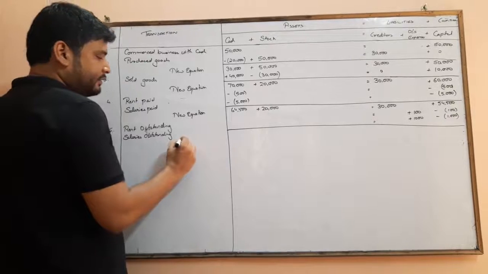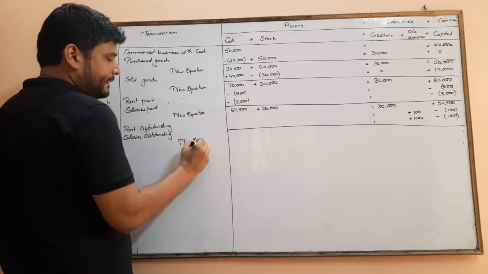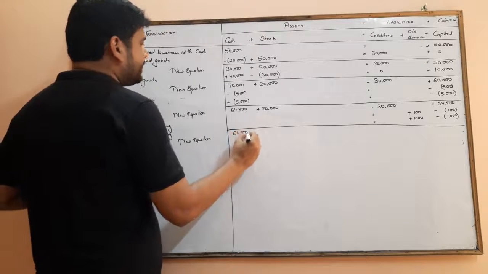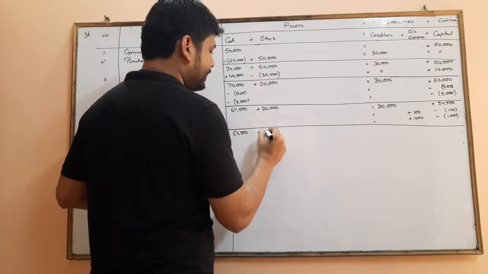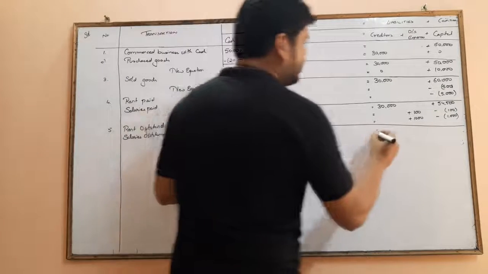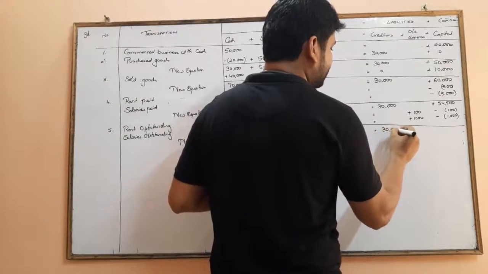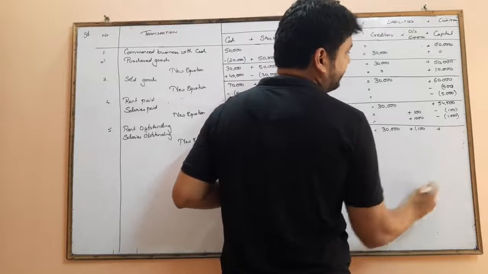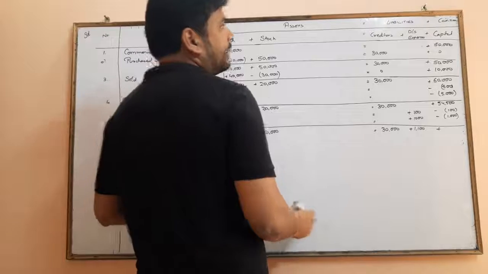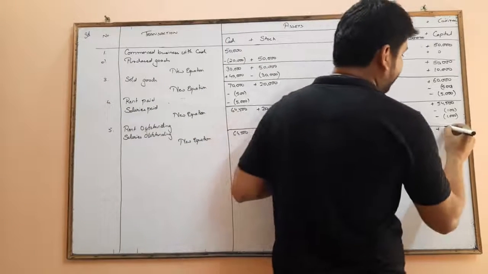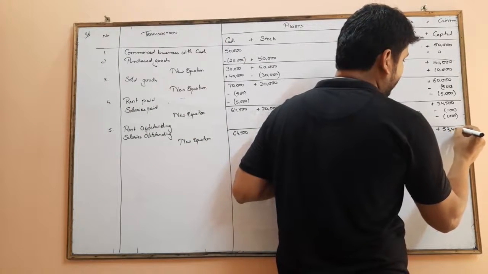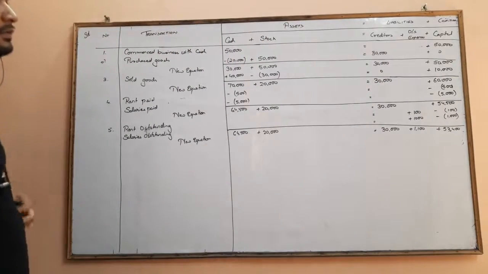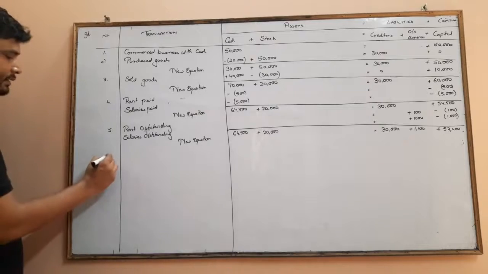So my new equation will be 64,500 cash, stock of rupees 20,000, 30,000 of creditors, 1,100 of outstanding expenses, and the capital will be rupees 53,400. Now coming to the next point number 6.